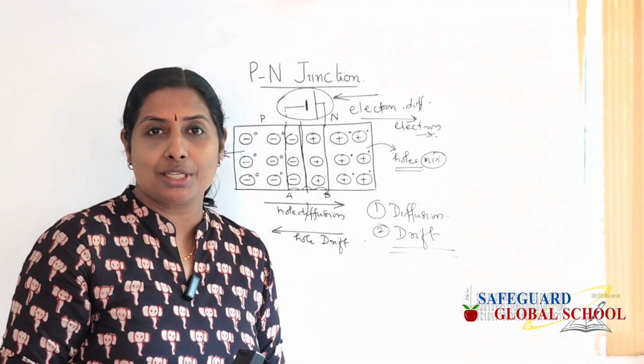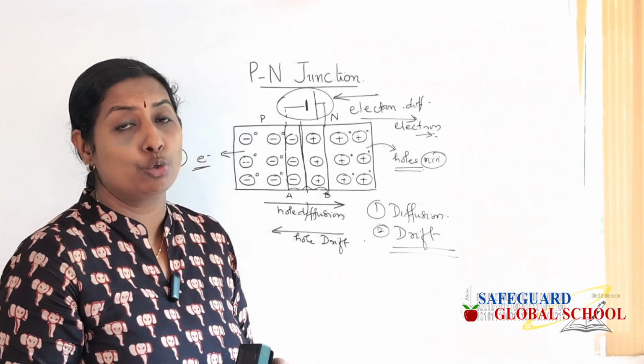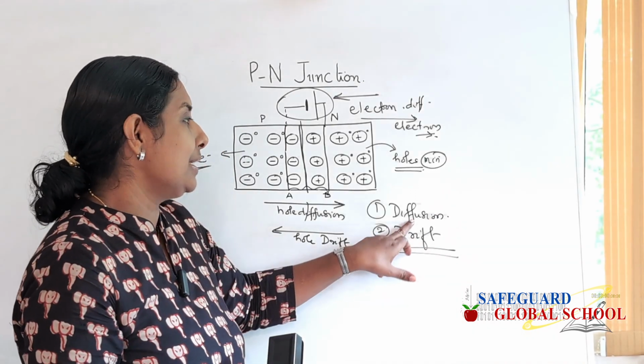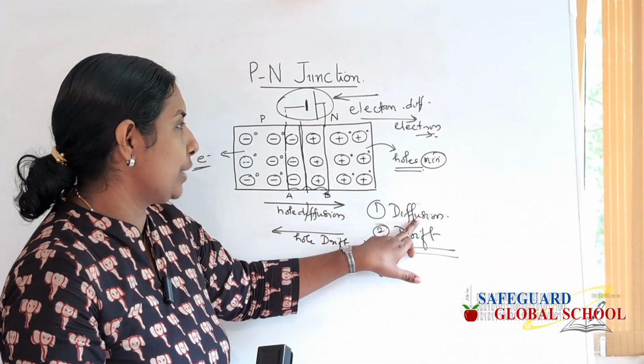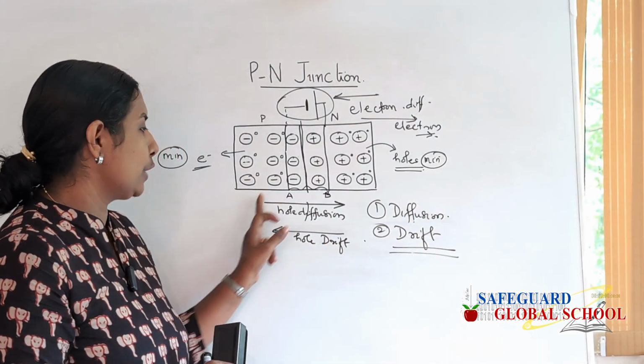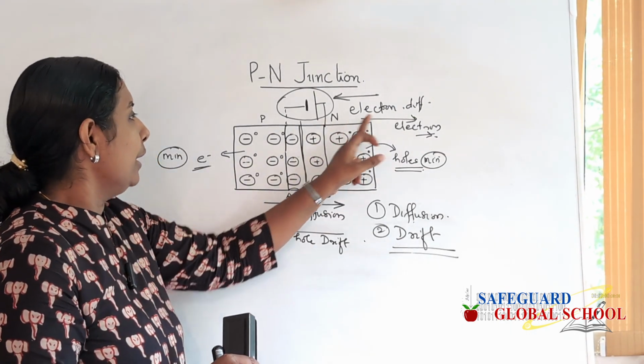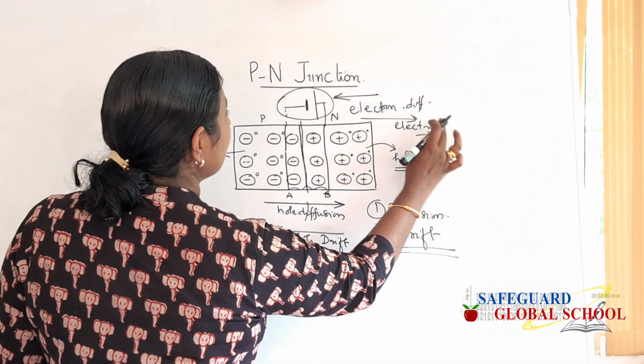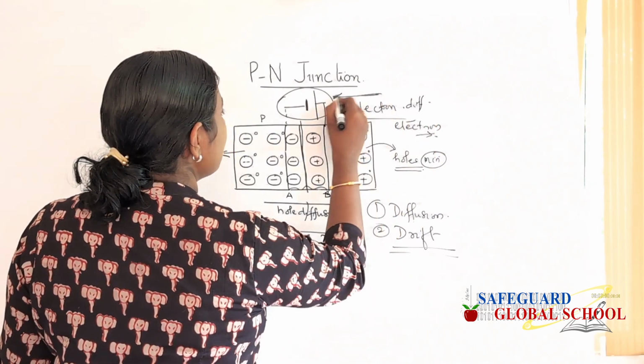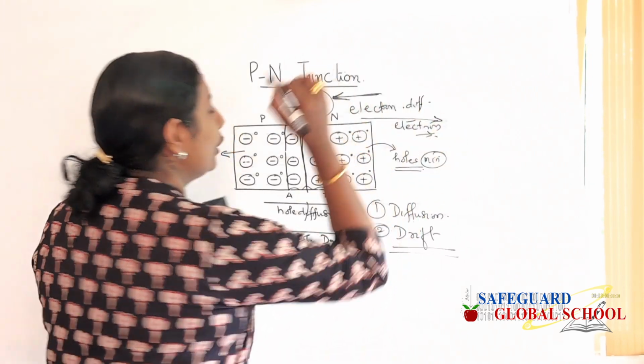What are the two processes for the formation of a PN junction? Two important processes. So what is it? That is diffusion and drift. So hole diffusion to this side, hole drift to this side, and electron diffusion to this side and electron drift to this side.